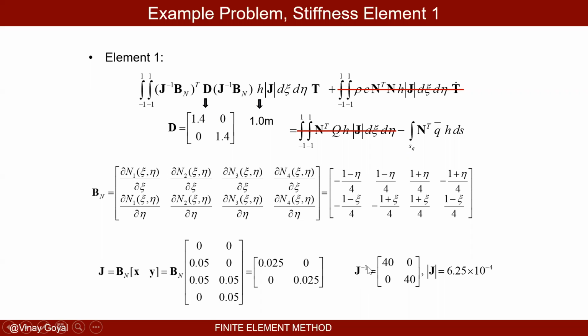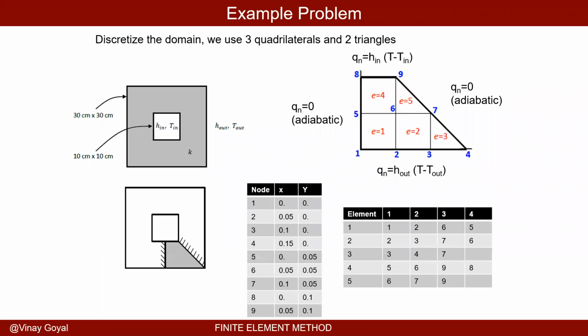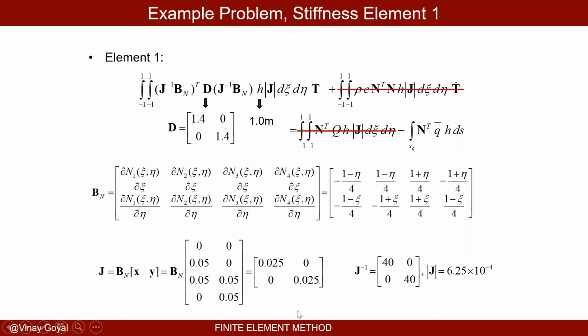When I calculate J inverse, very interesting, you get 40, 0, 0, 40. And the determinant of J is 6.25 times 10 to the minus 4. Very interesting indeed, because you can see here that it's diagonal. Now, why is it diagonal? It makes sense because it's a square, and in the isoparametric formulation, I'm mapping it to a square. So a square to a square, you expect it to be that way. This is just the scaling of that square. So nothing very special, but you see that it worked out really nice.